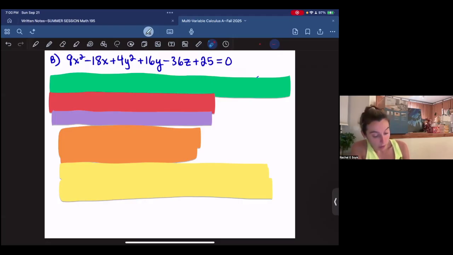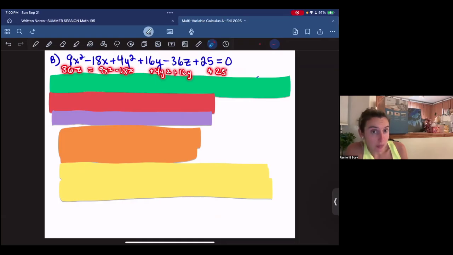And so you end up with 36z is equal to 9x squared minus 18x. I'm going to create a little bit of space, plus 4y squared plus 16y, and then a little bit of space, plus 25.